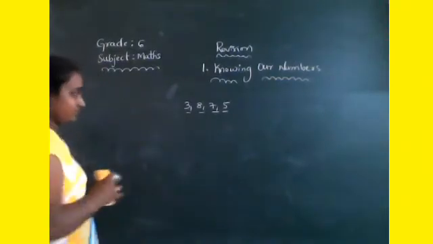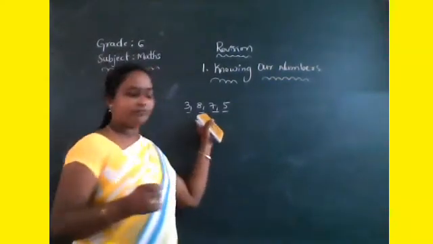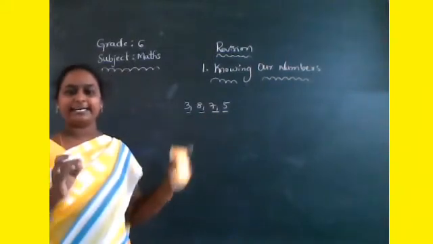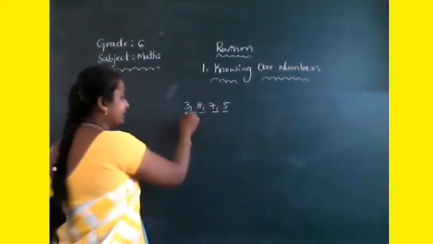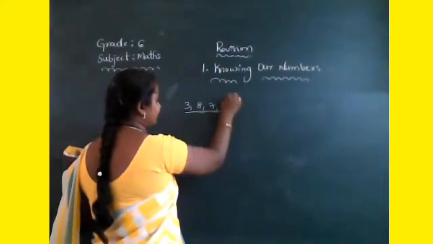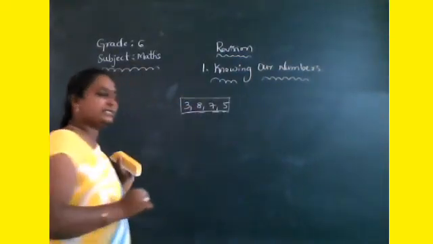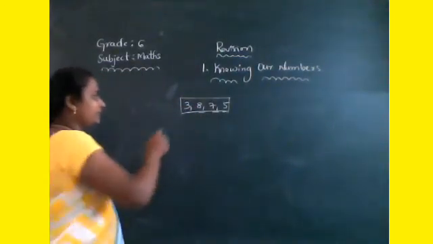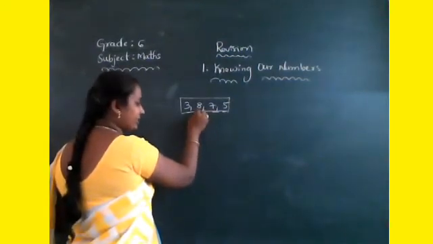So next we have to form, first of all, the greatest number using these 4 digits. So form the greatest number. Which is the greatest digit first? 8.